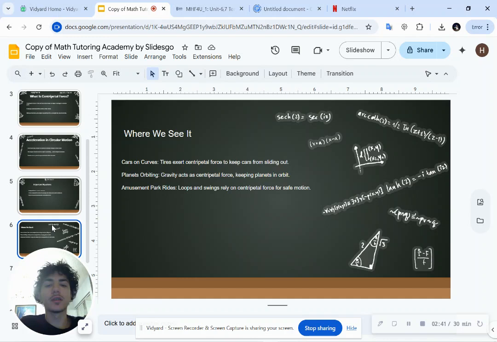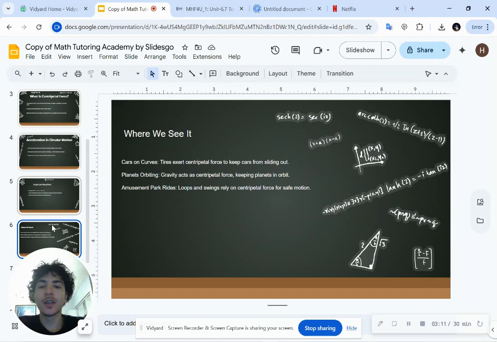Planets orbiting. Gravity acts as the centripetal force, keeping planets in orbit. So for the planets to be in orbit, they rely on a centripetal force, which makes them rotate around constantly, going in circles. If we remove the centripetal force, they will just go off in a straight line and stop orbiting, and then the whole planet system will be out of shape.